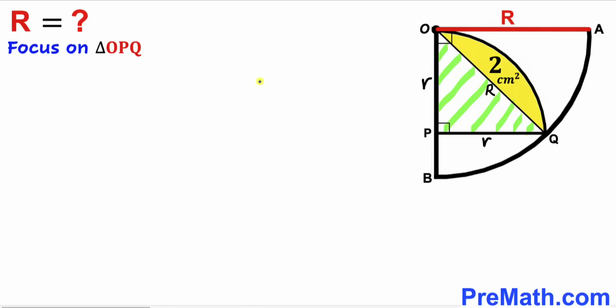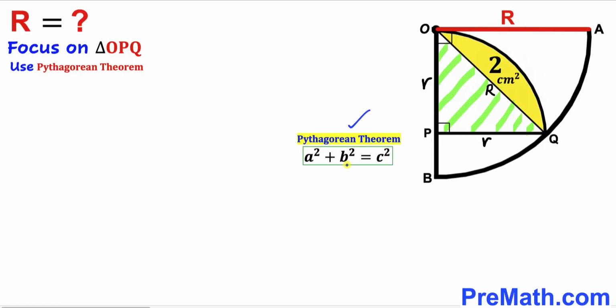And now our task is to find the relationship between the lowercase r and the radius uppercase R. Let's focus on this right triangle OPQ, and we are going to apply the Pythagorean theorem on this triangle. Here's our Pythagorean theorem: a square plus b square equals c square. In our case, our hypotenuse is uppercase R, whereas our two other legs are lowercase r and lowercase r as well. Let's fill in the blanks in this formula. So we get lowercase r square plus lowercase r square is equal to uppercase R square.